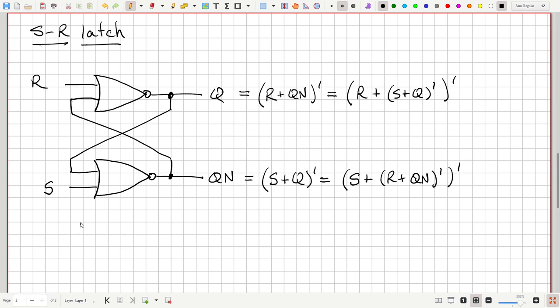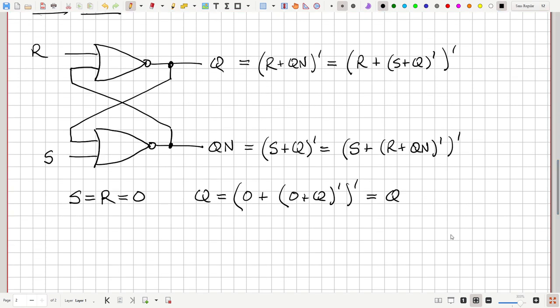Let's look at some special cases. If S is equal to R is equal to zero, so the set and reset signals are both zero, what is Q? Q is equal to R, which is zero, or S or Q, which is zero or Q. We negate that and then negate the second OR operation. Q or 0 is just Q, and that would be negated, so not Q, and then not Q or 0 is just not Q, and negating that gives Q.